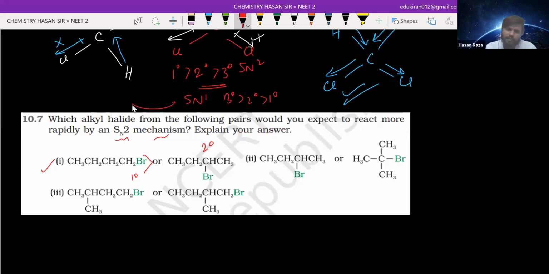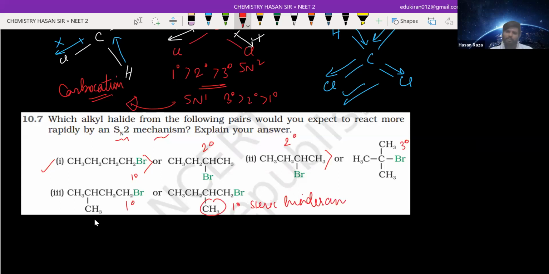Because in SN1, carbocation formation takes place, and you know a 3 degree carbocation is more stable. This is your 2 degree, this is your 3 degree, so this will be most reactive. Now this is your 1 degree, this is also your 1 degree, but this CH3 is nearer to this, and there will be steric hindrance. So if you are going for SN2, this will be the answer.